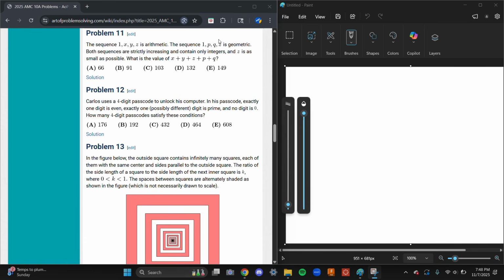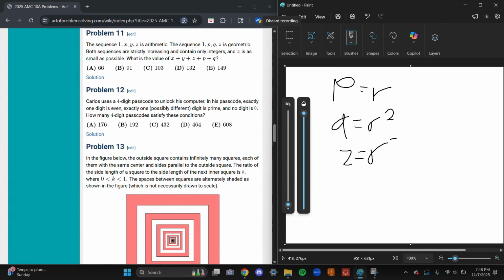Here is arithmetic, this is geometric, and then it says z is as small as possible. The key thing to note here is that z is common to both the arithmetic sequence and the geometric sequence. So let's let the common ratio in the geometric sequence be r. Then p is going to be equal to 1 times r, q is going to be equal to r squared, and z is going to be equal to r cubed.